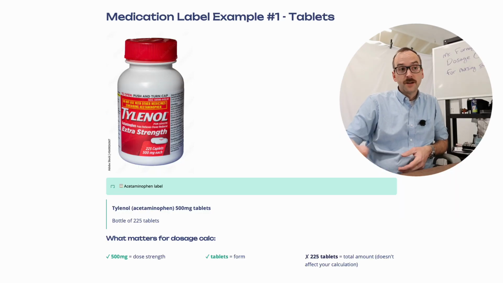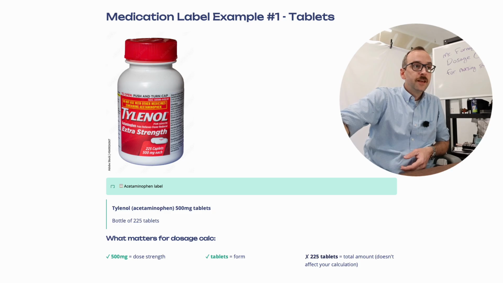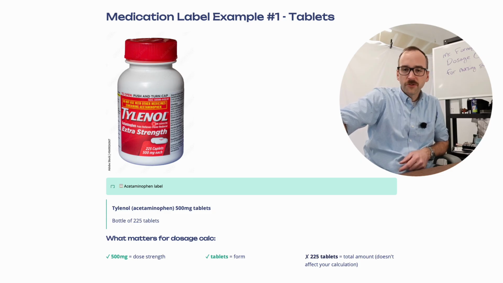Now, here's a good example. This is a bottle of Tylenol. Let's see if I get my laser pointer back on. So Tylenol is the brand name that we just talked about. That company, I don't know if it's Procter & Gamble, I don't know who owns Tylenol, but somebody owns Tylenol. And they're the only ones that can market it as Tylenol. But you see just below it is acetaminophen. That's the generic name we were talking about.